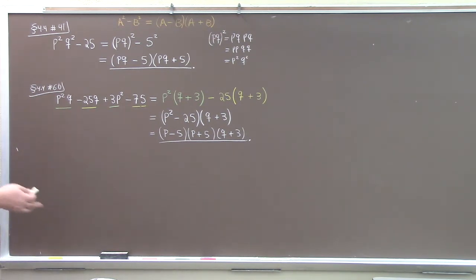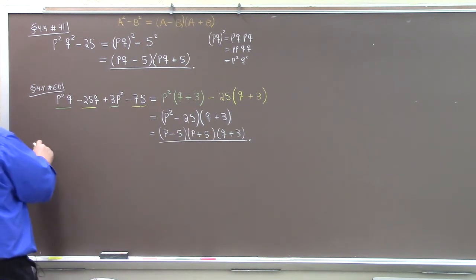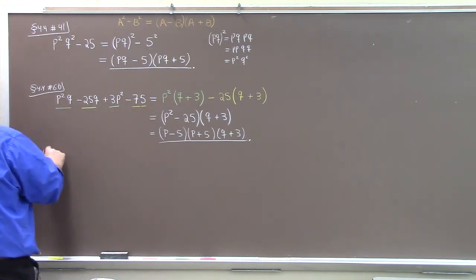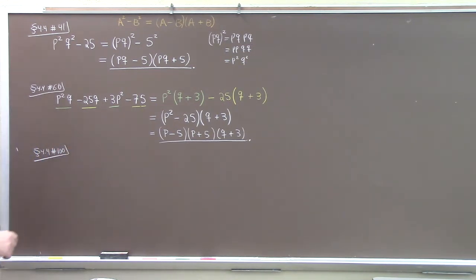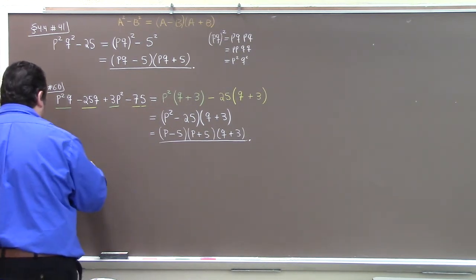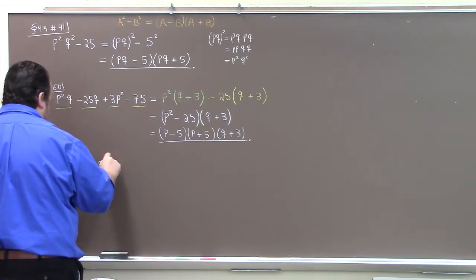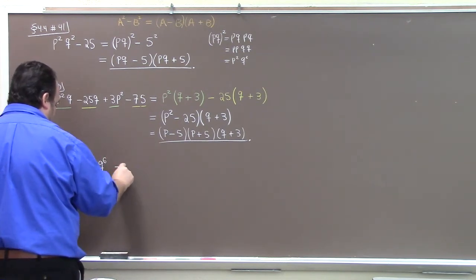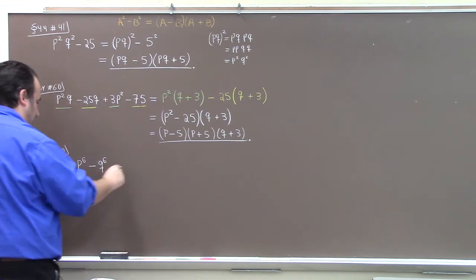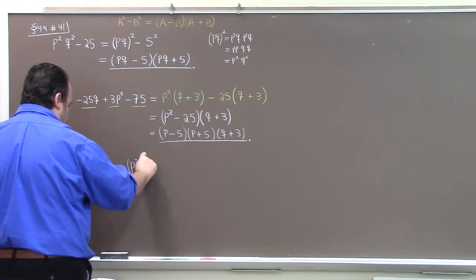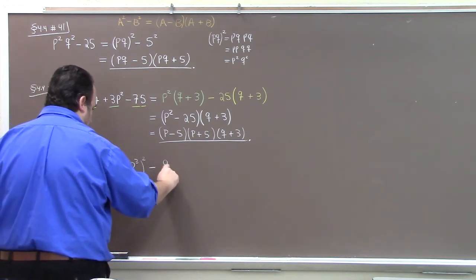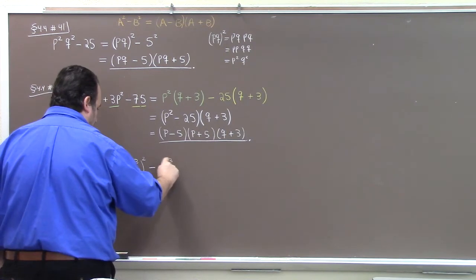So while we're on this, let's look at number 100 from this section. Number 100 is p to the 6th minus q to the 6th. So we did one kind of like this last class, but with the 8th power, remember? Now we got the 6th power, right? So what we can do is look at this as p cubed squared minus q cubed squared.